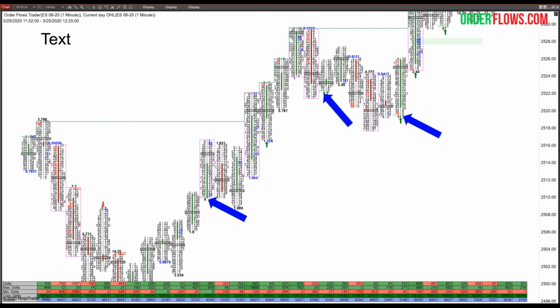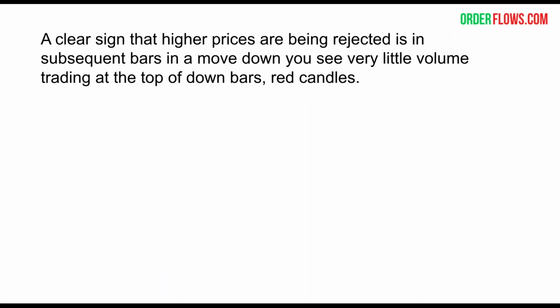Again, here's more signs of price rejection as the market is moving higher, right? So if you're in a position, say you're long or short, what you want to be looking for is signs of footprints, so to speak. It's called the footprint chart, a trail being left behind that those prices are being rejected, a clear sign that higher prices are being rejected in subsequent bars. In a move down, as you see, very little trading at the tops of red candles.